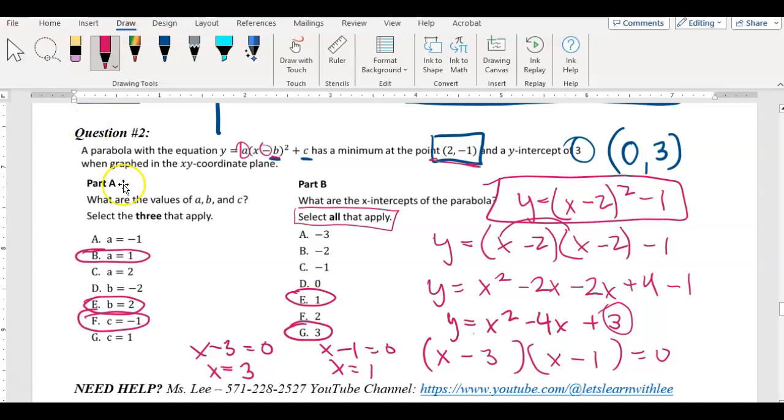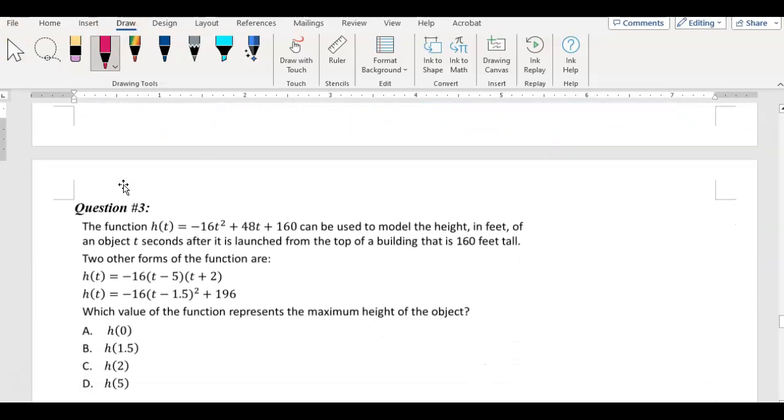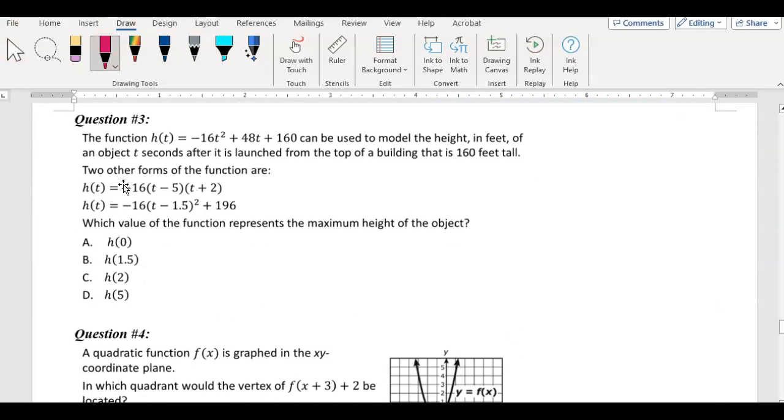All right, let's look at question number 3. The function h of t equals negative 16t squared plus 48t plus 160. You should recognize this is gravity for feet. All right? It is dropped from a building that is 160 feet tall. We can see that. They didn't need to tell us that. Two other forms of the function are this form and this form. Which value of the function represents the maximum height of the object?